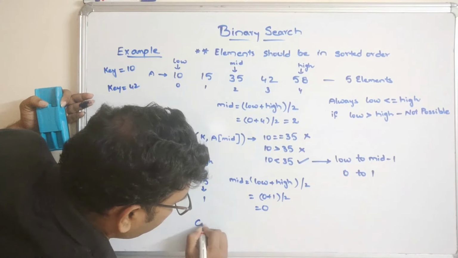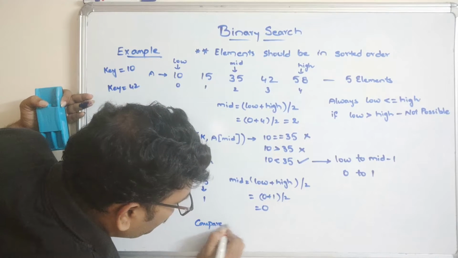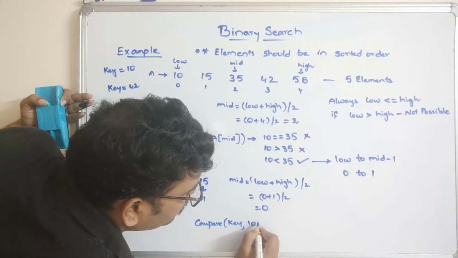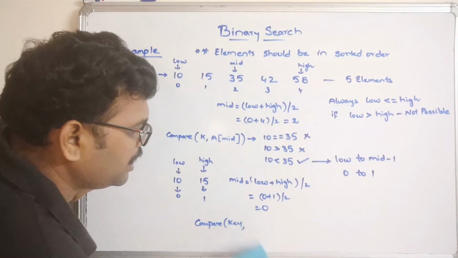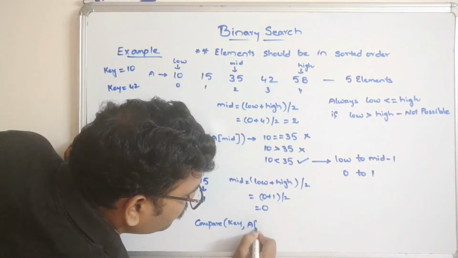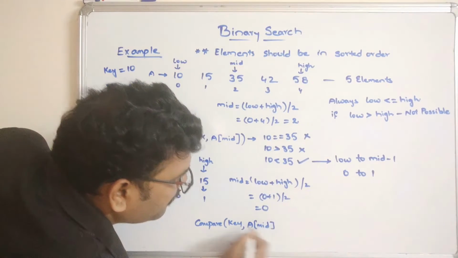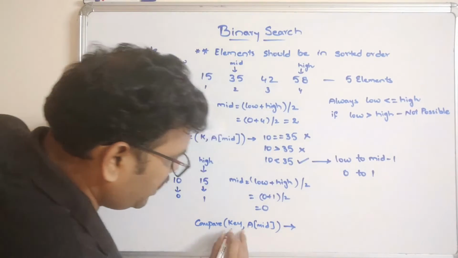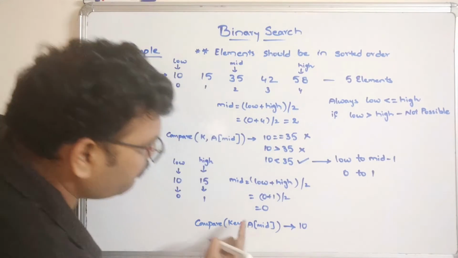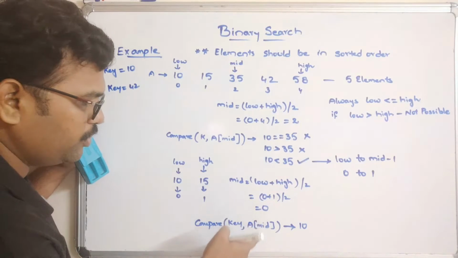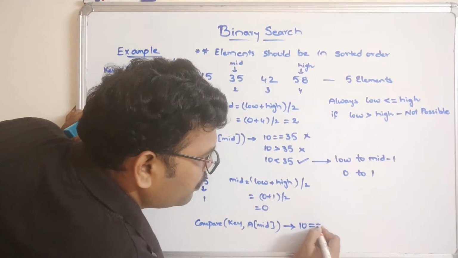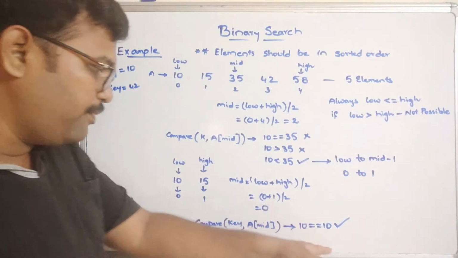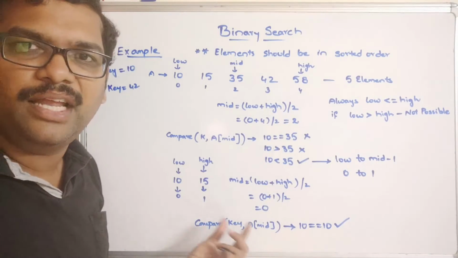So compare the key value and A of mid. The key value is 10, and the middle value A of 0 is 10. 10 is equal to 10. So obviously we found the element. If it is not found, again we have to repeat the same process.